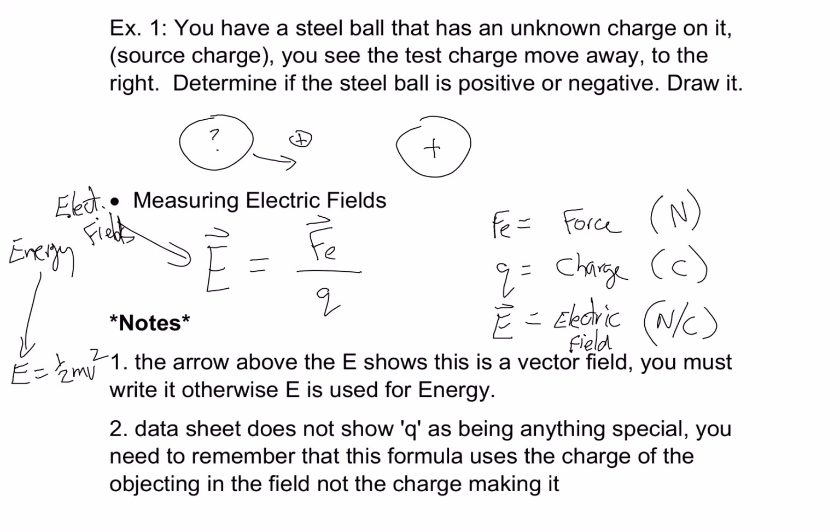The second thing to remember is the Q in the formula. Q isn't anything special. A test charge isn't anything special, but we do need to remember that in this case it's the Q standing for the charge of the object, the object in the field, not the charge that's making the field. So if we were to calculate the electric field strength of the steel ball in example 1, we would have some sort of force that we'd measure, use kQ1Q2 over r squared or whatever it is, and our charge would be that charge that's in the electric field, and then that's what would give us the electric field strength.